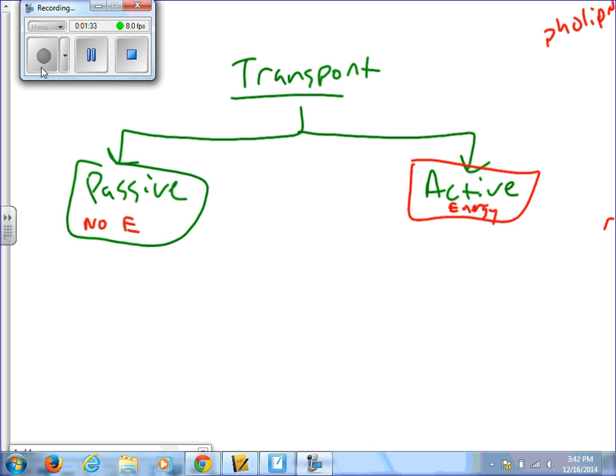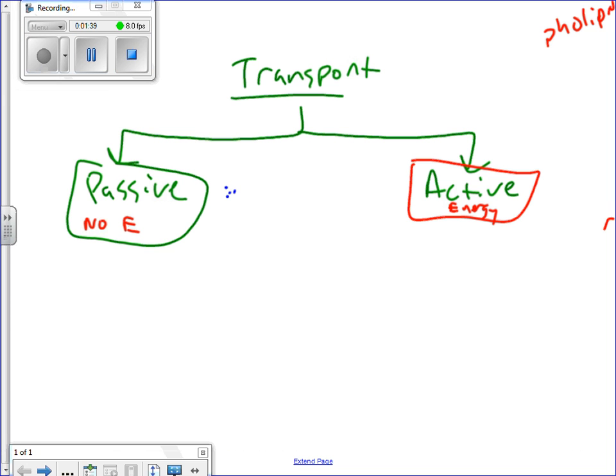And for passive transport, we're talking about molecules that are crowded going to a less crowded area, okay? High to low concentration. Yep, high to low. That's what passive transport's all about. Active transport is the opposite. You're going from a less crowded to a more crowded.